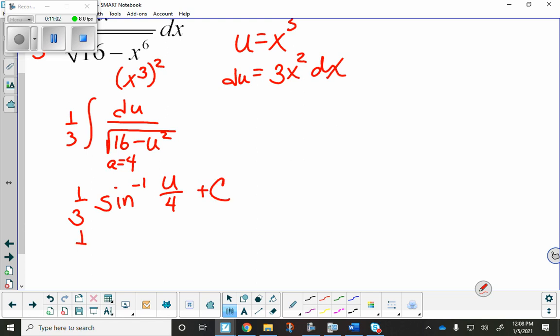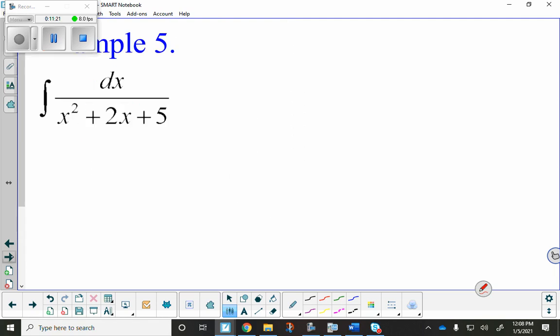And remember that some of us like the arc sine better than the inverse sine. The u is x cubed. So there is my function. Now all of this has been rather straightforward. Nothing too bad has happened.